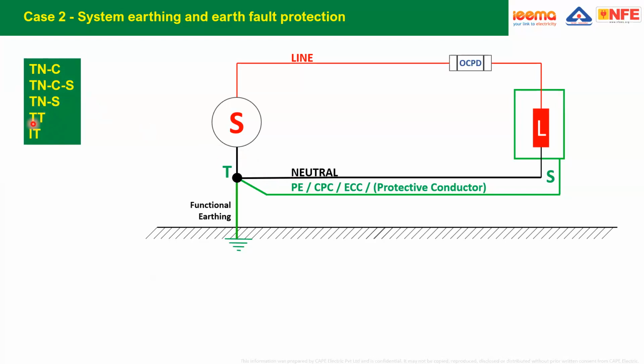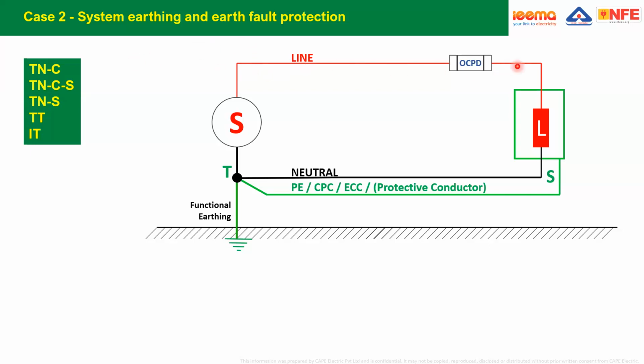If you follow a TT system, you have to use a 30 milliampere RCD for fault protection. That is the correct wording. So public distribution TNCS, industrial premises TNS, and if you are using TT, then you have to have a 30 milliampere RCD. TNC is not permitted inside the building. IT is for some specific applications.